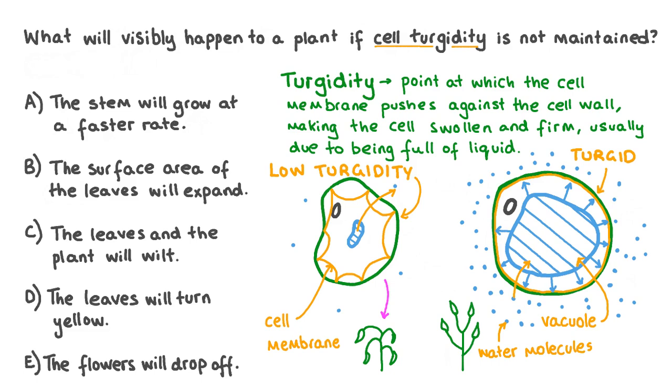Therefore, we can deduce that the effects of low cell turgidity on the plant as a whole is that the leaves and the plant will wilt.